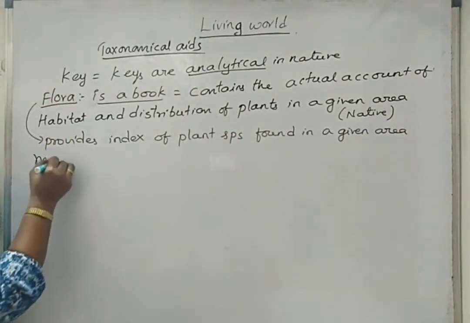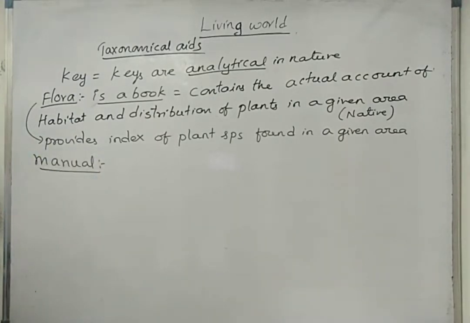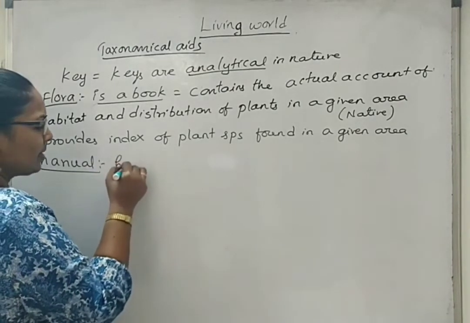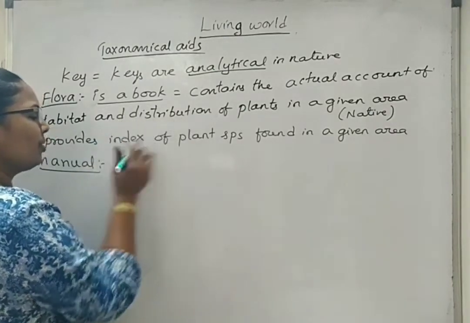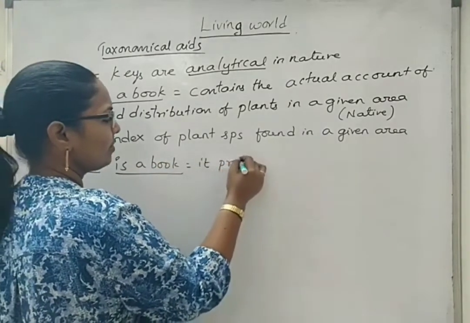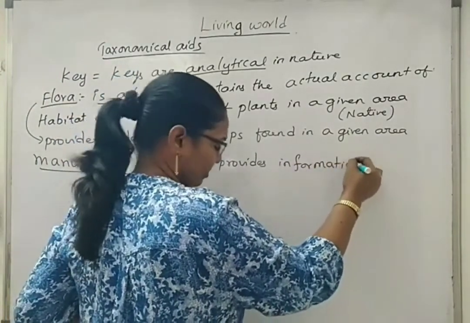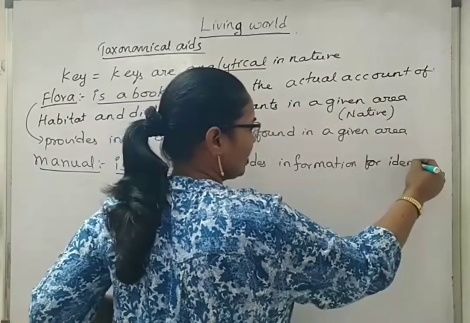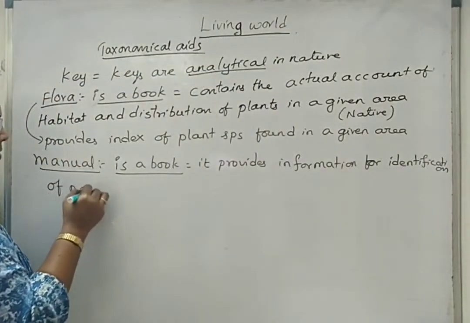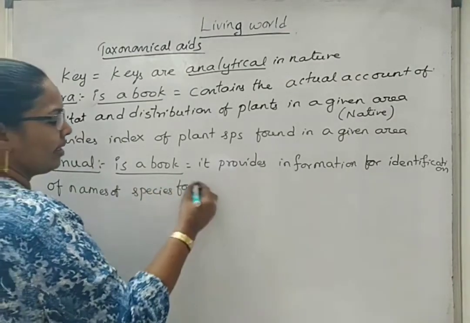Next taxonomical aid is about manuals. Manuals help in providing information for identification of names of species. Actually, a manual is also a book. It provides information for identification of names of plants or names of species found in an area.